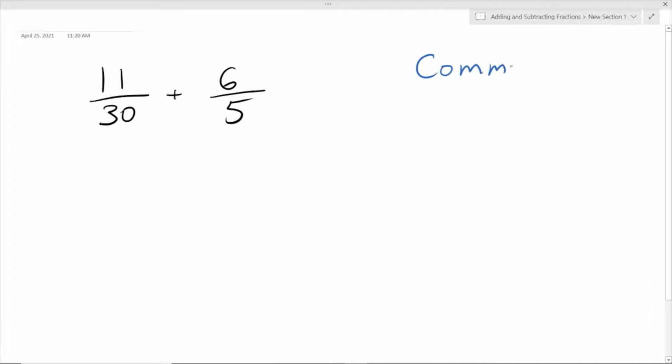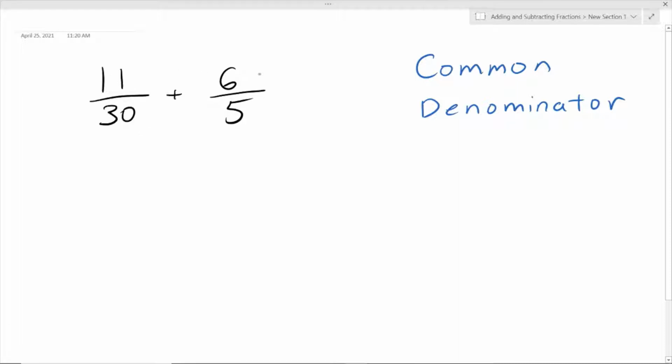So common denominator. Well, what does a common denominator mean exactly? A common denominator, we look at this word denominator, right? Denominator means basically the number at the bottom, okay? So this 5 here is a denominator, what I'm pointing at, and this 30 here is a denominator. So we need a common denominator, okay?